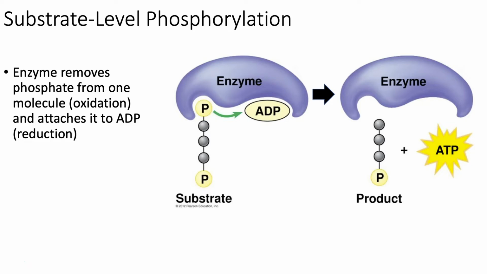And I'm going to keep bringing up that oxidation and reduction happens every single time. So in this case, we would be oxidizing this carbon molecule that has the phosphate, and we're reducing ADP to become ATP, right? Because electrons have moved from this molecule onto this molecule.